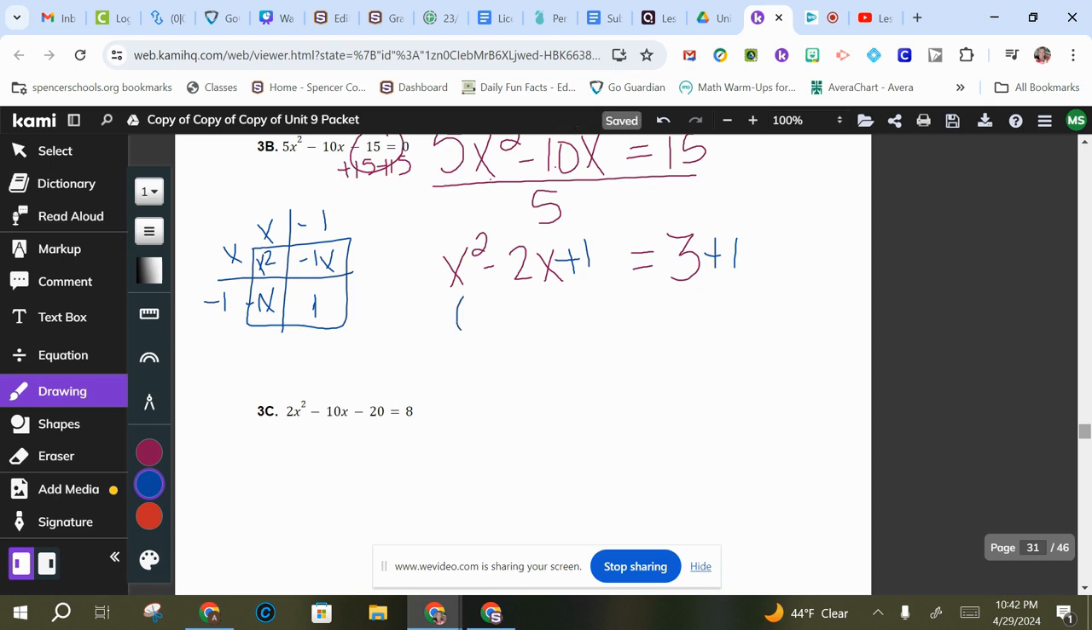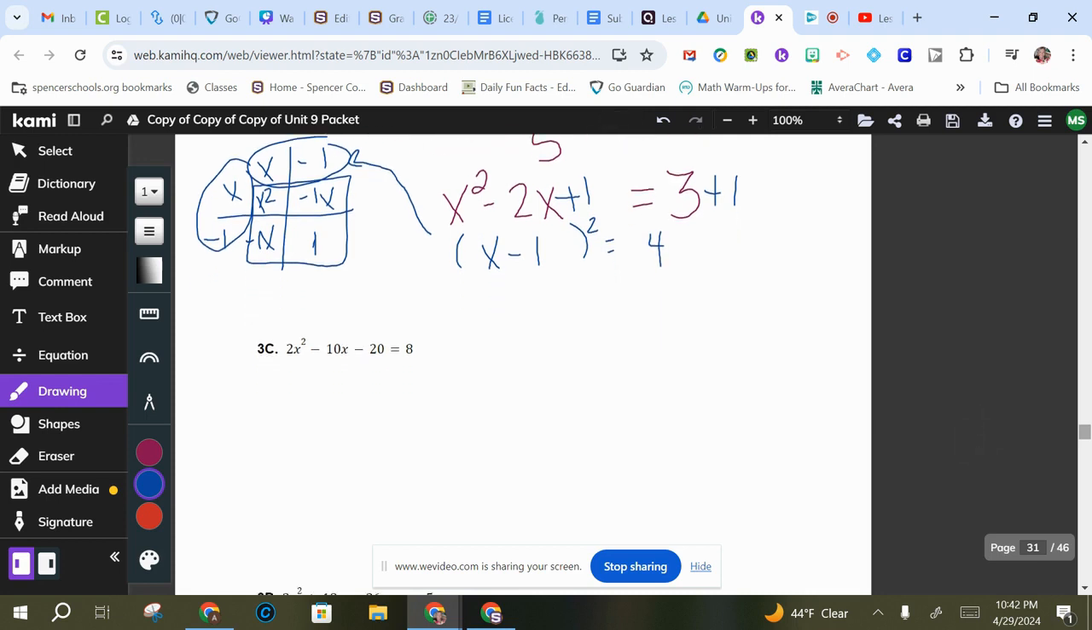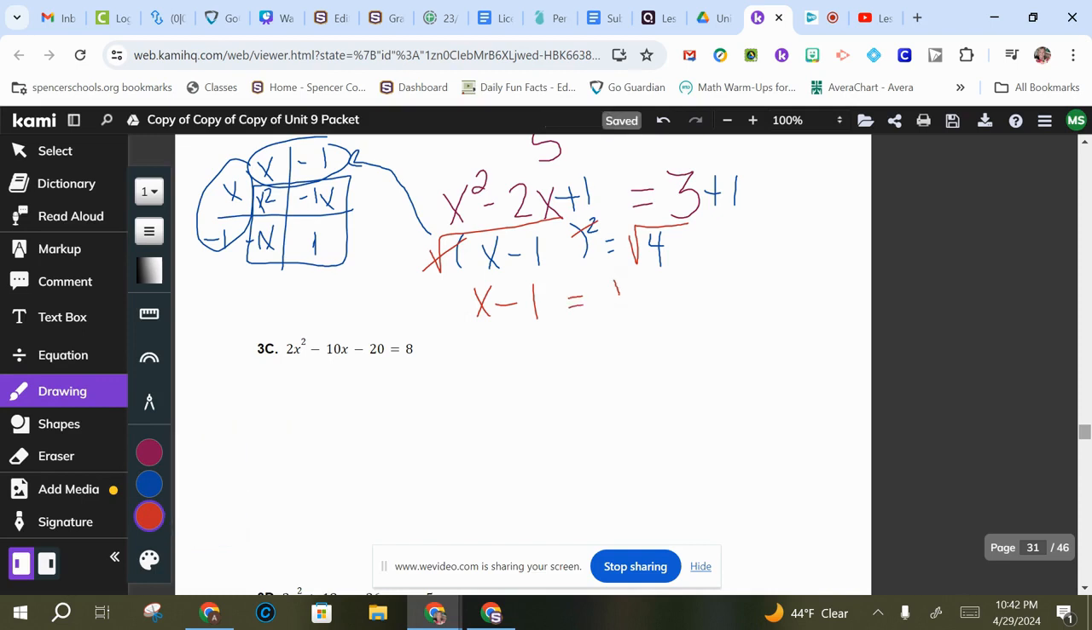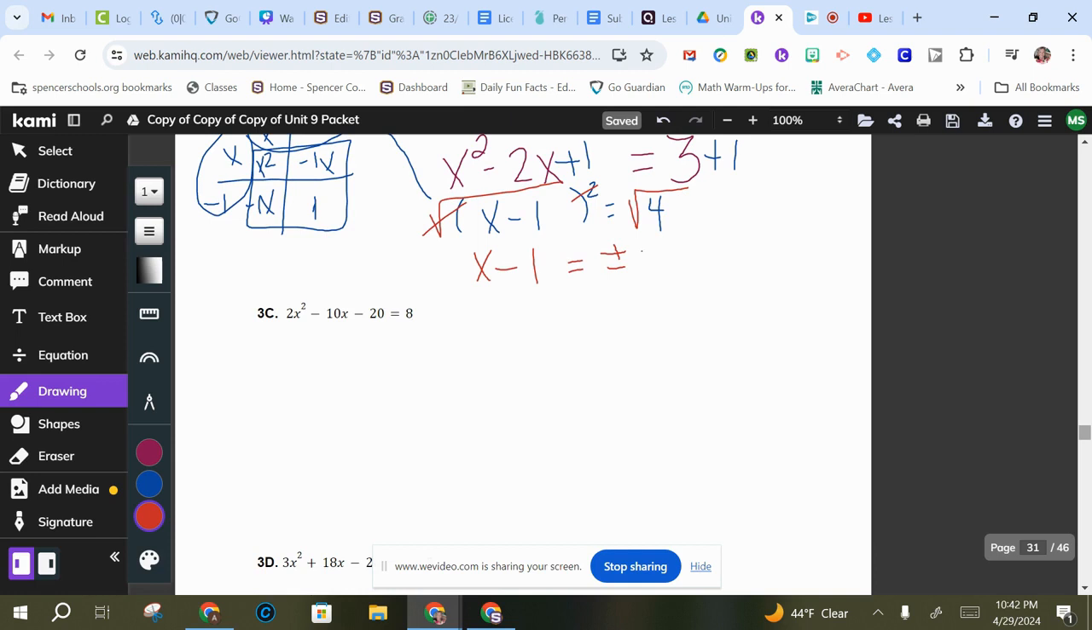So go ahead and put that in a binomial. And again, if you use this method, your binomials are sitting right here on the outside of your square. So x minus 1 squared equals 4. To undo that, we're going to square root both sides. So I get x minus 1 on the left side because the square and square root cancel out. And I get plus or minus the square root of 4, a perfect square, which we know is 2.